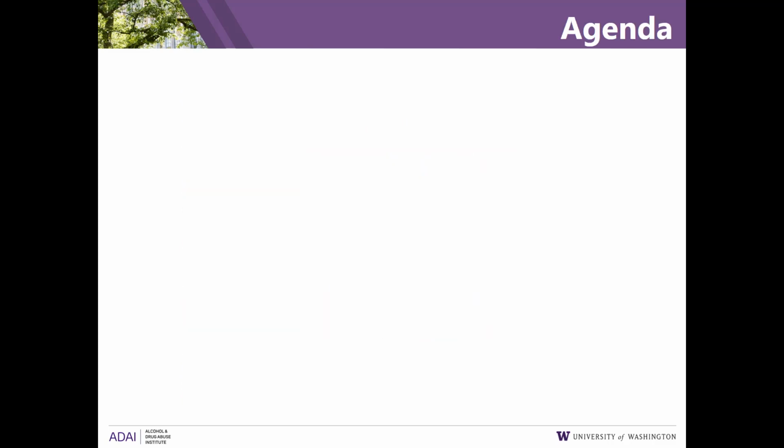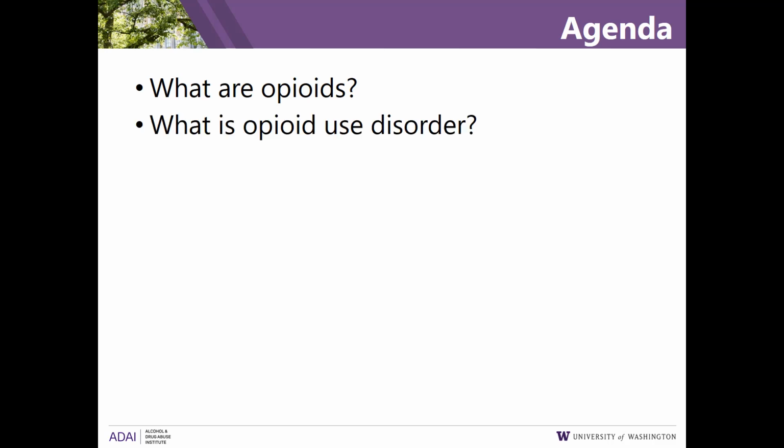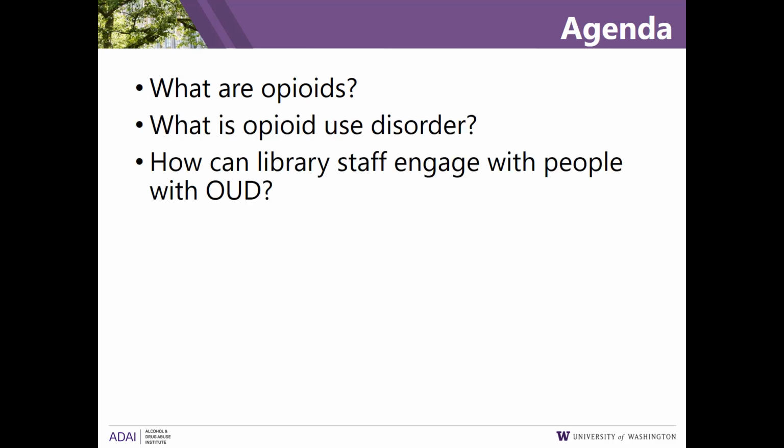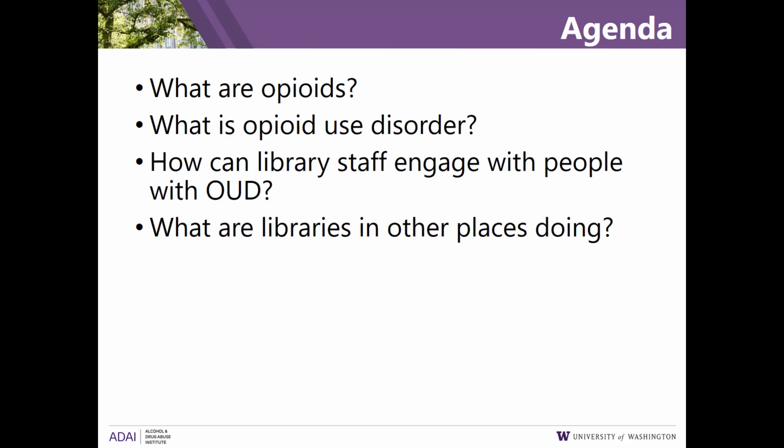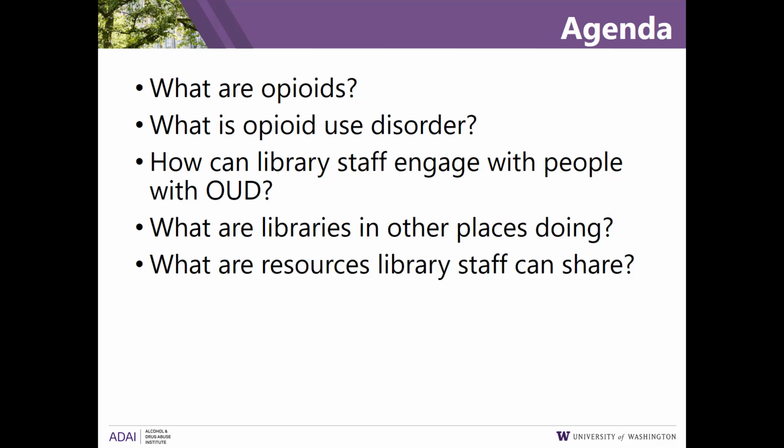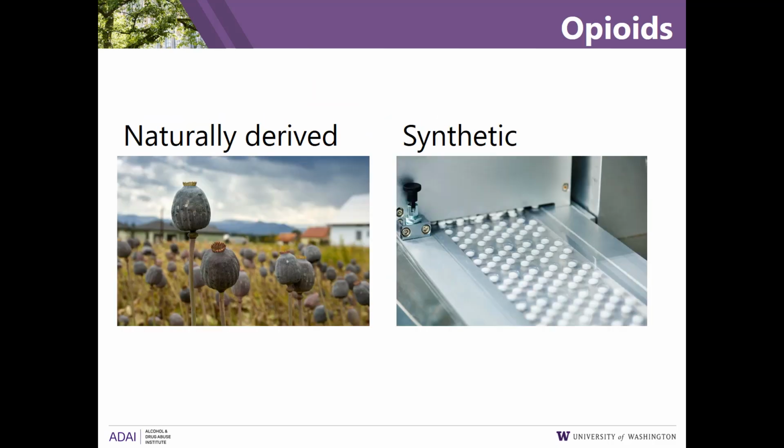Today, we're going to talk about a few things, including what are opioids, what is opioid use disorder, how can library staff engage with people with opioid use disorder, what are libraries in other places doing, what are resources library staff can share. So to start a little bit, opioids, that's what we're going to be talking about today.